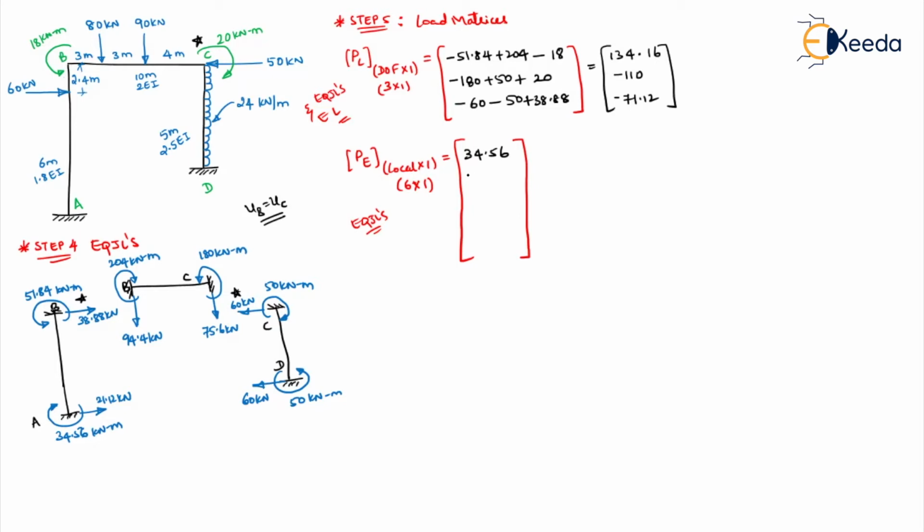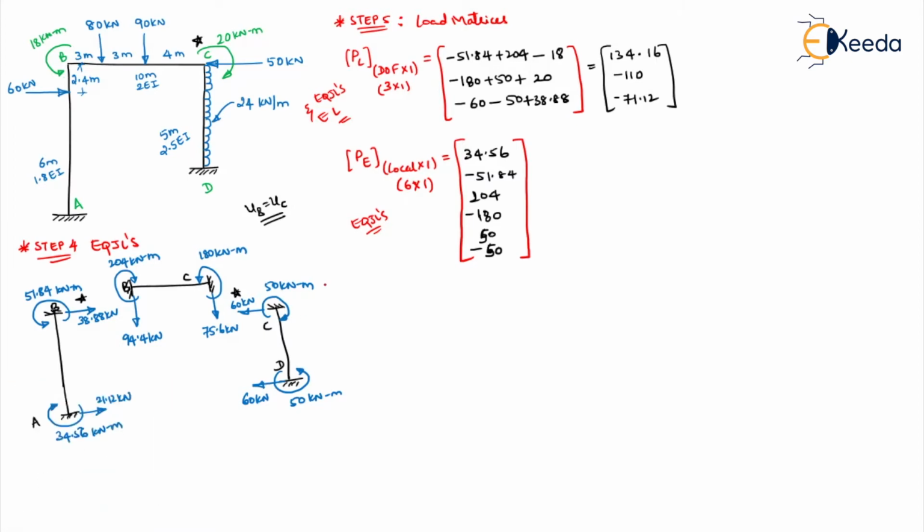34.56 is clockwise. Then next one is anti-clockwise, so minus 51.84. Then again 204 plus. Then minus 180. Then again plus 60. Then minus 60. So this is your EQJL. So it's not 60, it's 50 moment. Right. Now, once you are done with the load matrix, what will you do next?